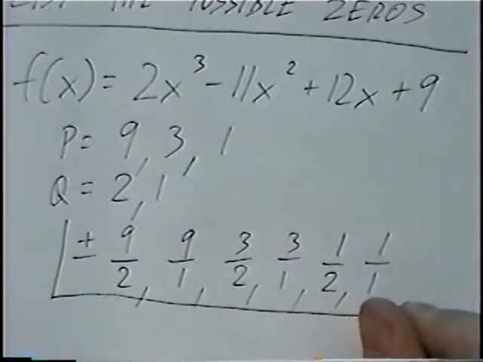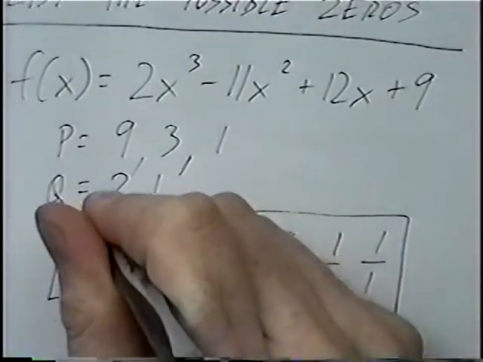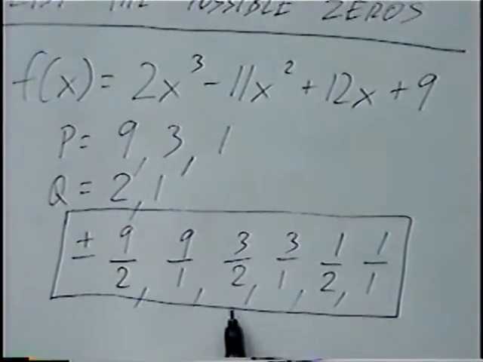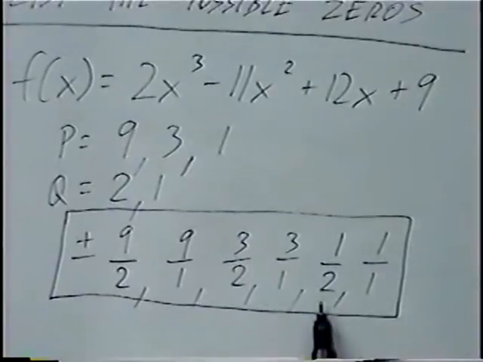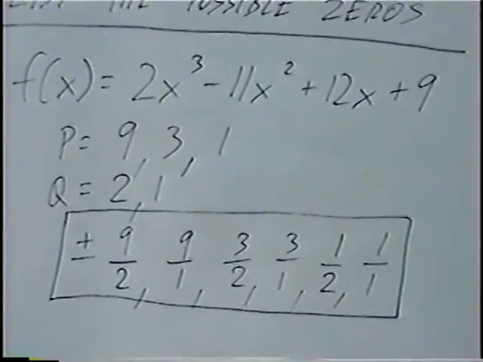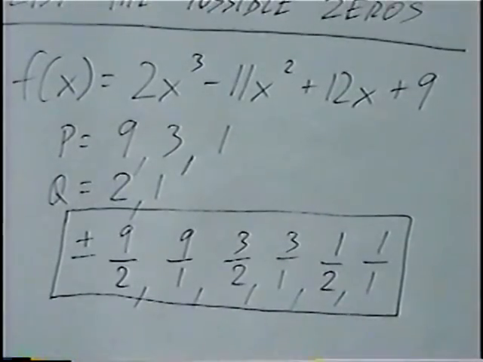So the list of possible zeros, all the possible fractions, could either be positive or negative: 9 over 2, 9 over 1, 3 over 2, 3 over 1, 1 over 2, and 1 over 1. And again, these are possible zeros, which means some of these are zeros, but some of them are not zeros.